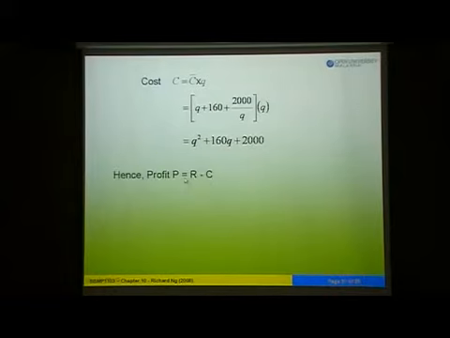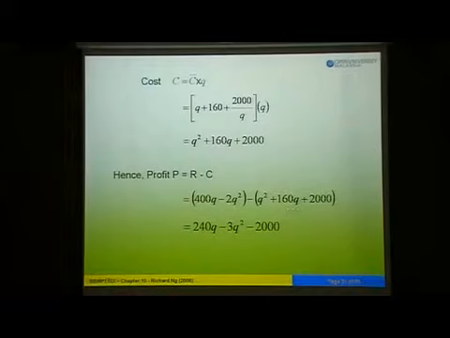Alright. So from here, profit is equal to revenue minus cost. So revenue is 400Q minus 2Q squared minus the cost. So remember, you need to put in a bracket. So cost function is Q squared plus 160Q plus 2000. So from here, if we simplify, the answer is 240Q minus 3Q squared minus 2000. Okay?